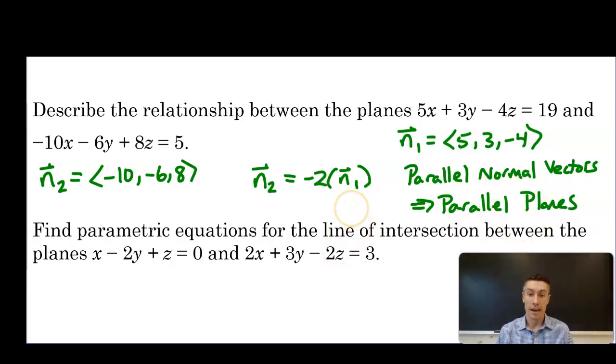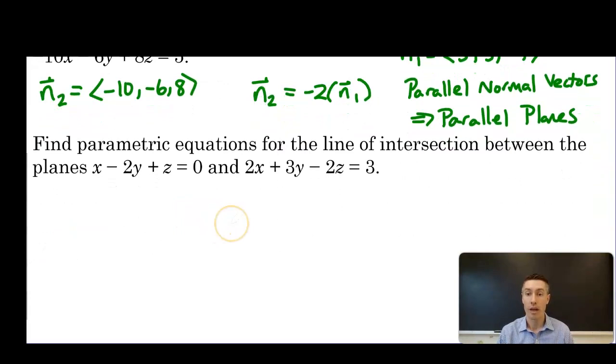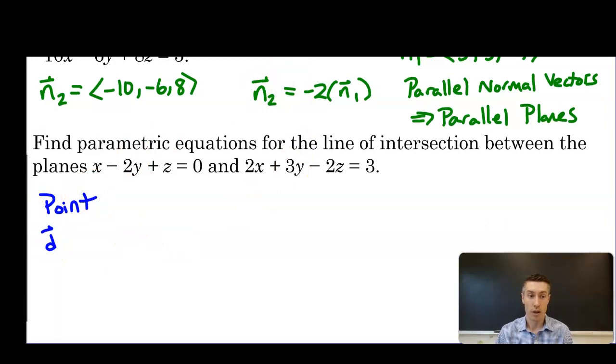Now, if we have planes that are not parallel, then they often ask us to write the equation of the line of intersection. So find parametric equations for the line of intersection between the planes x minus 2y plus z equals 0 and 2x plus 3y minus 2z equals 3. So if we remember, to write the equation of a line, we need a point and a direction vector. So let's try to visualize this first.